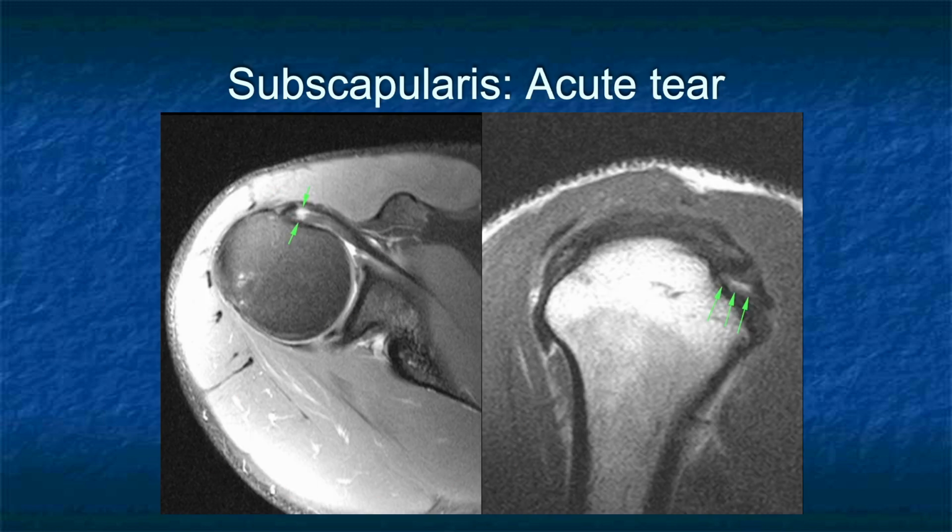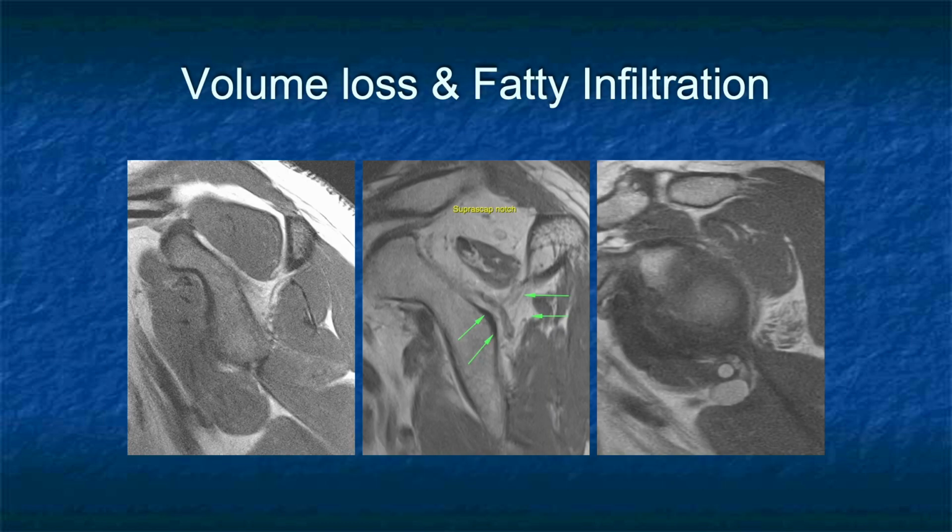Here's a small focal superior subscapularis tear. So this is a tiny little tear in the superior subscapularis.